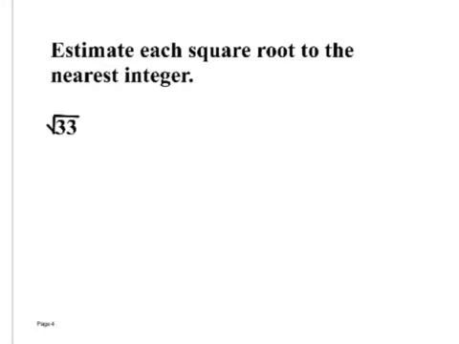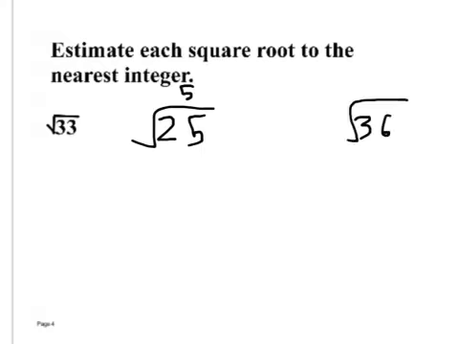So what would be a number that would be close? Blaine? 5 and 6. Okay, but what is 5 times 5? So the square root of 25 is 5. You said 6 because what's 6 times 6? So the square root of 36 is 6. Does the square root of 33 fall in between these? Yes, it does.